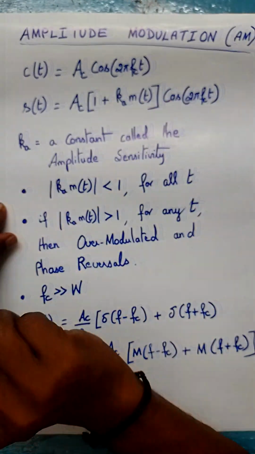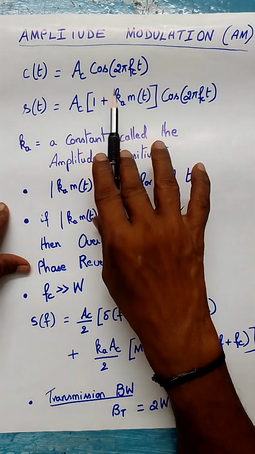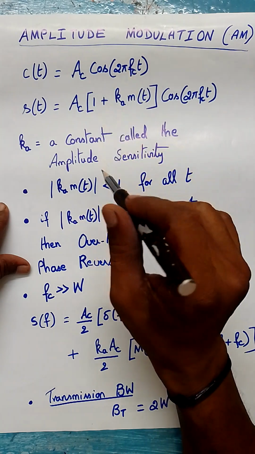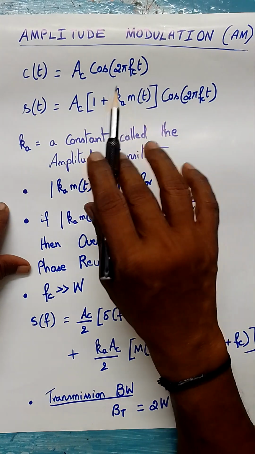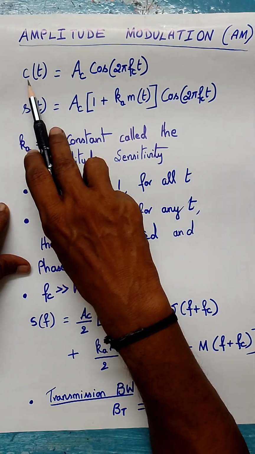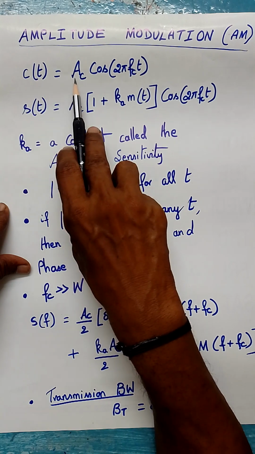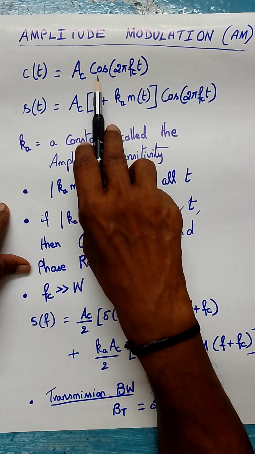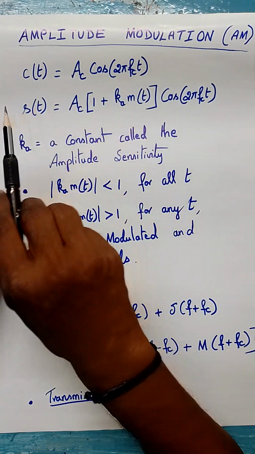Amplitude modulation, AM. So the basic definition is if the amplitude of the carrier wave changes in accordance with the intensity of the modulating signal, then it is called amplitude modulation. So here we represent the carrier wave c(t) = Ac cos 2π fc t, where Ac is the amplitude of the carrier and fc is the frequency of the carrier.